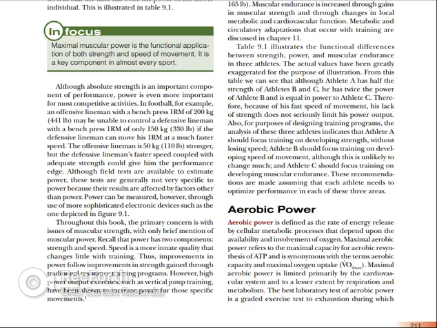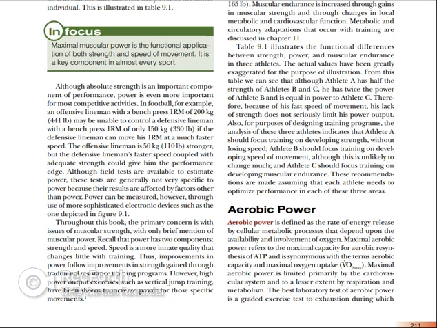In focus, maximal muscular power is the functional application of both strength and speed of movement. It is a key component in almost every sport. Although absolute strength is an important component of performance, power is even more important for most competitive activities.